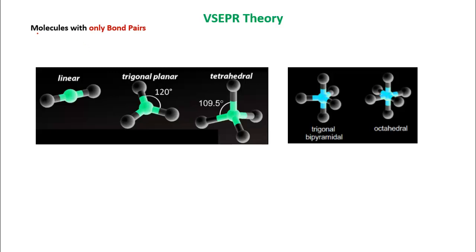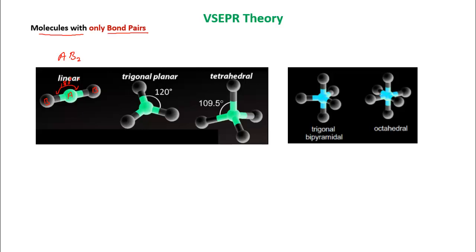Molecules with only bond pairs, right? So if you have a molecule without any lone pair, what will be the shape? Different shapes are possible. If you have an AB2 type molecule, then the shape will be linear. Here AB2 type means we have a central atom A and there are two B atoms, and these two B atoms obviously will get aligned at a 180-degree angle, so the bond angle here must be 180 degrees.